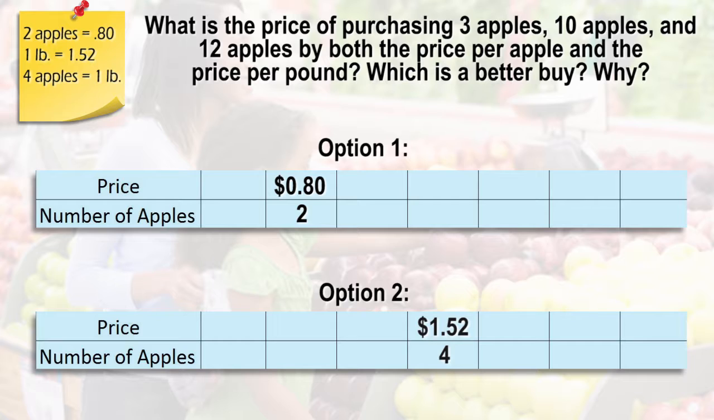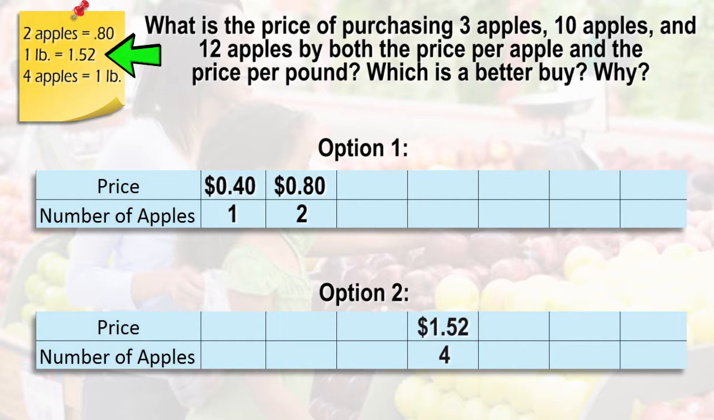Let's solve each option for the cost of 1 apple. The first option is 80 cents per 2 apples and can be written as a fraction with 80 cents as the numerator and 2 as the denominator. To get the price per 1 apple, both the numerator and denominator will need to be divided by 2. The cost is 40 cents per 1 apple.